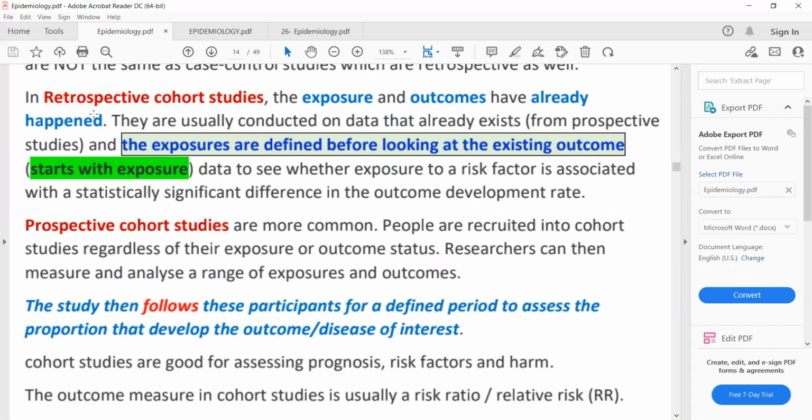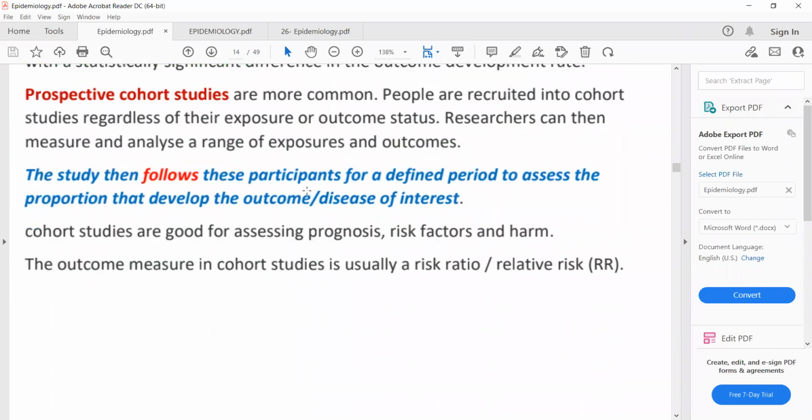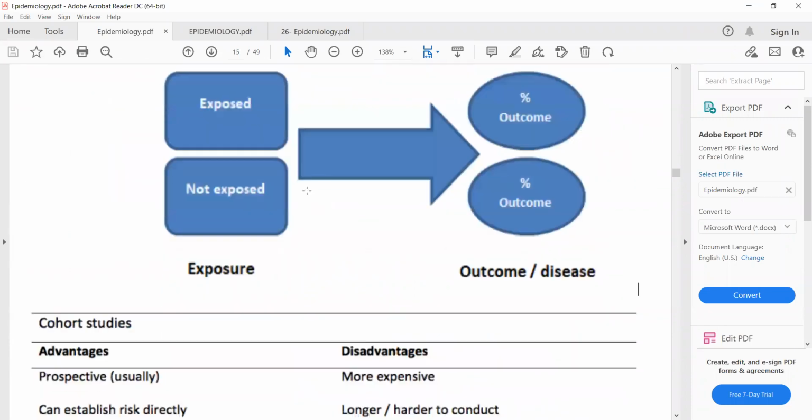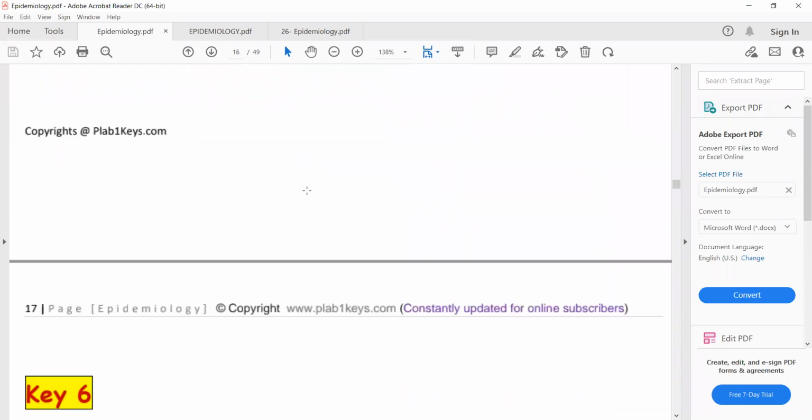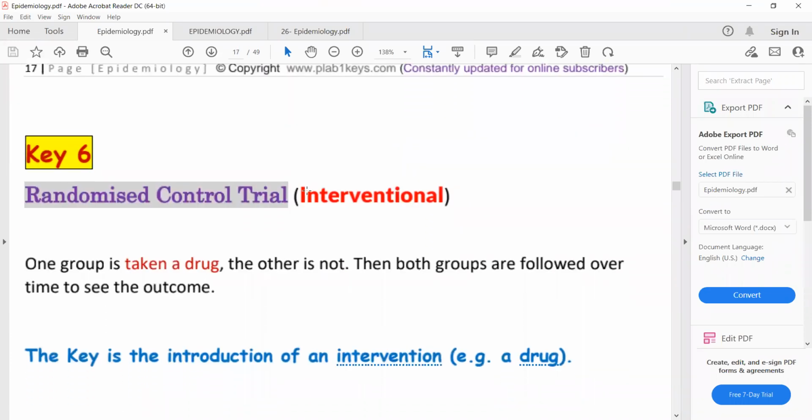This is the point I was talking about. In retrospective cohort studies, the exposure and outcomes have already happened. They are usually conducted on data that already exists from prospective cohort studies. So retrospective cohort studies are done on the already saved data that is saved while doing prospective studies. So all of these three types of studies were examples of observational studies.